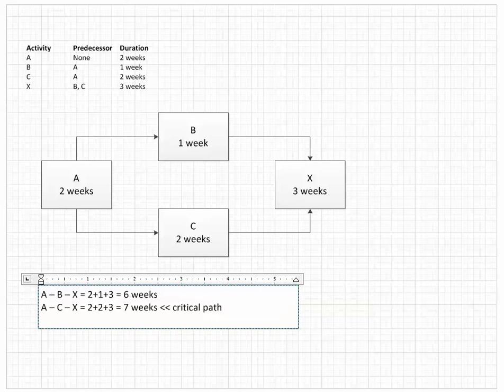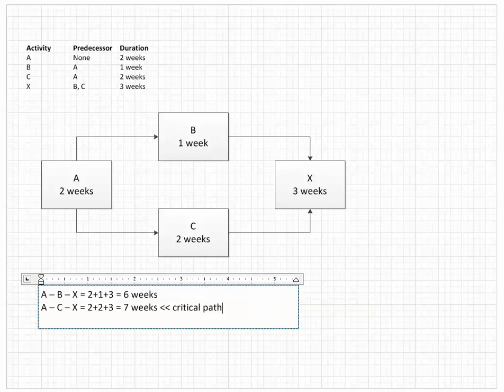And if, let's say that we cut B back to, instead of being 1 week, it was half a week, it wouldn't matter, because we could get B done instantaneously, but still C is going to take 2 weeks, and we're waiting on C to get things done. However, imagine that B stretched to 3 weeks. Then A, B, X would be 8 weeks long, and that would now be our critical path.